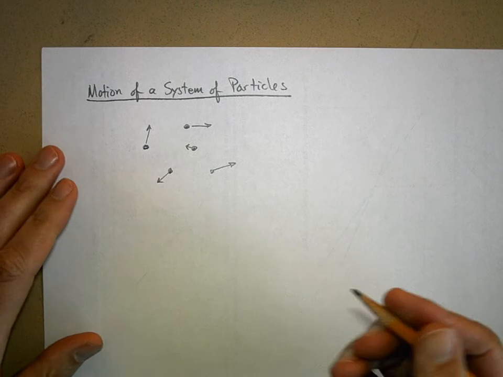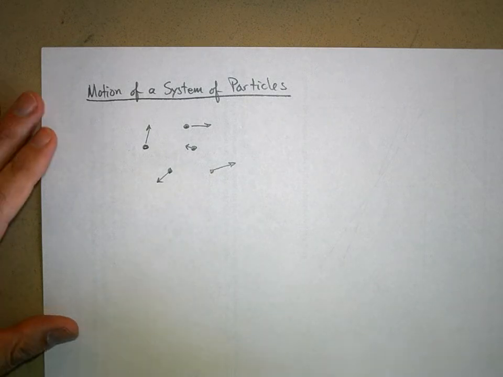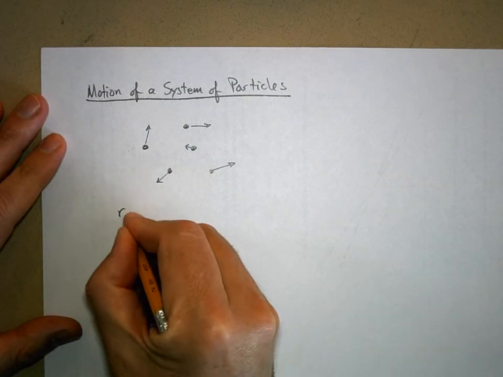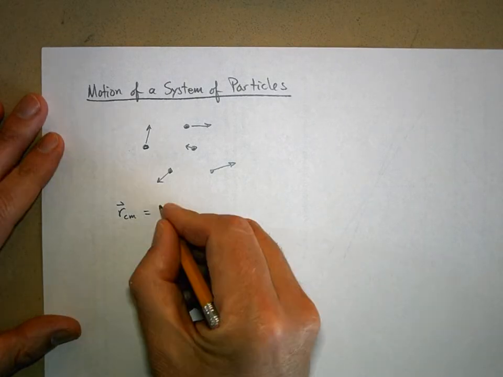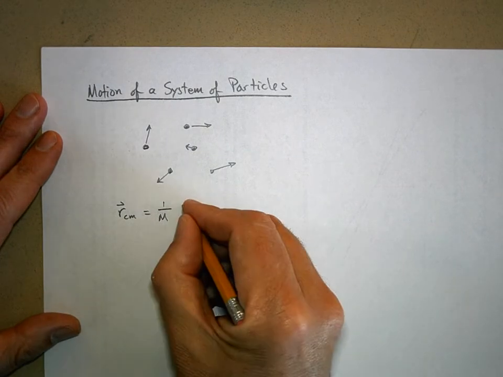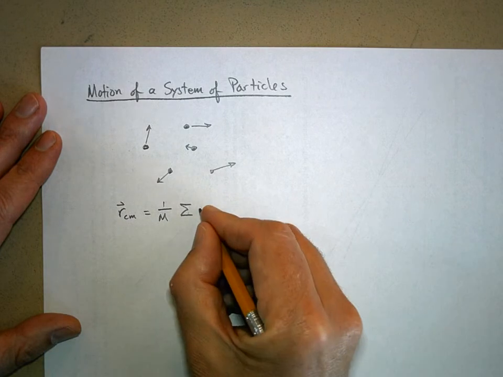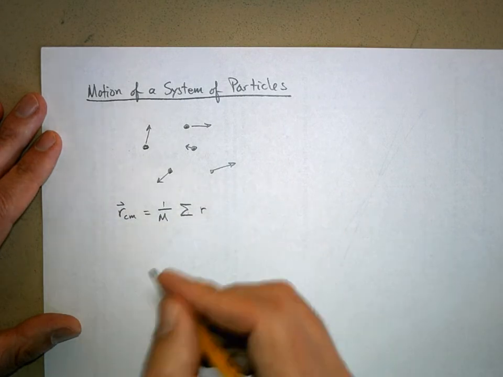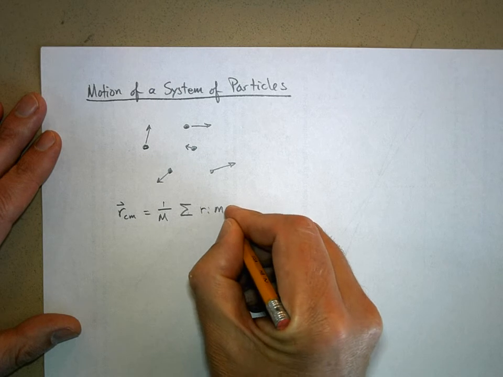And so the first thing we can say, well, where is the center of mass of the system? And remember what we said about the center of mass of the system. It's 1 over the total mass times the summation of each little particle's position times each little particle's mass.